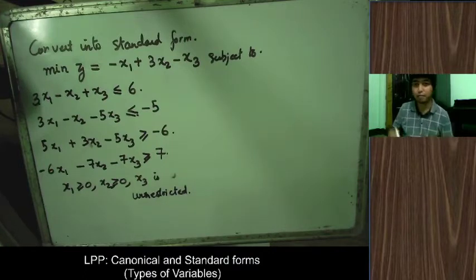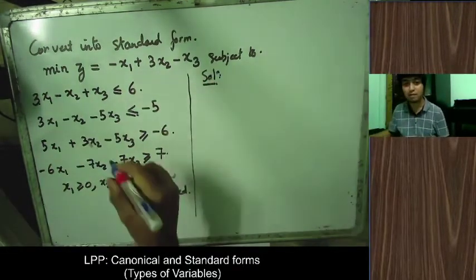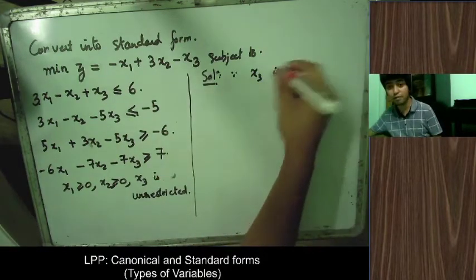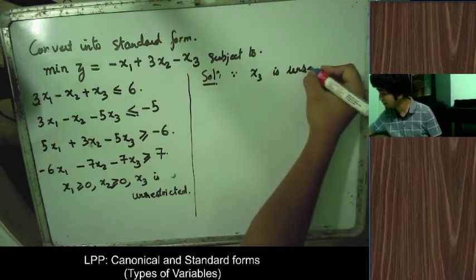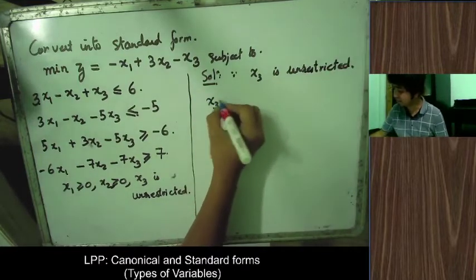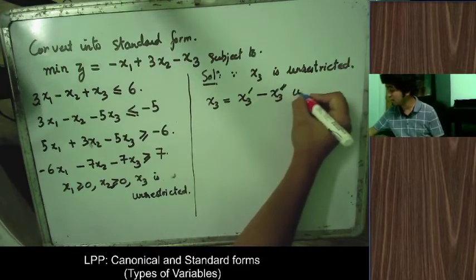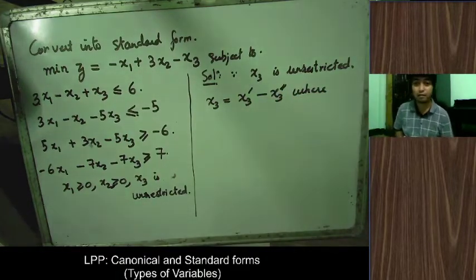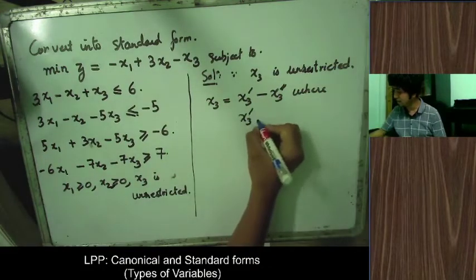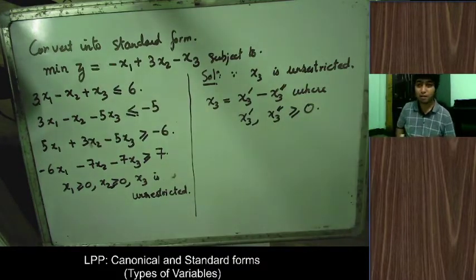Okay, so what we will write, the solution will begin like this. Solution: since x3 is unrestricted, we have learned that we can write x3 as x3 dash minus x3 double dash, where x3 dash and x3 double dash are all greater than 0. Okay, so what can we do?